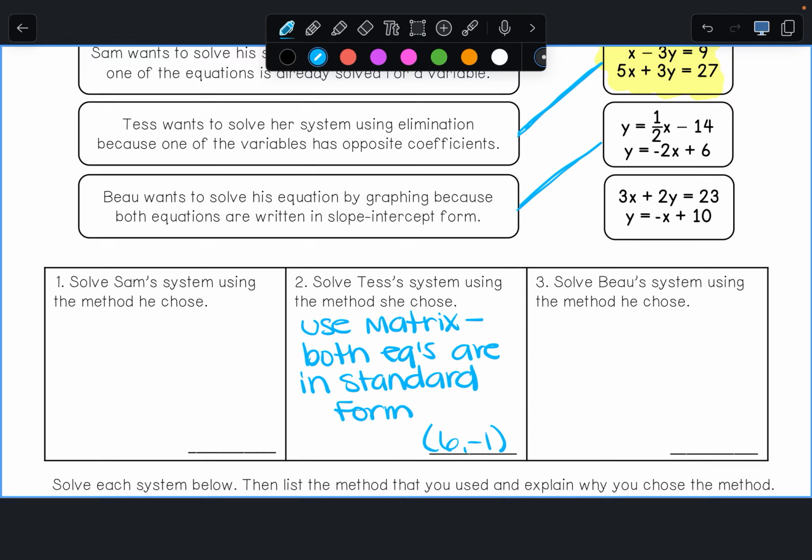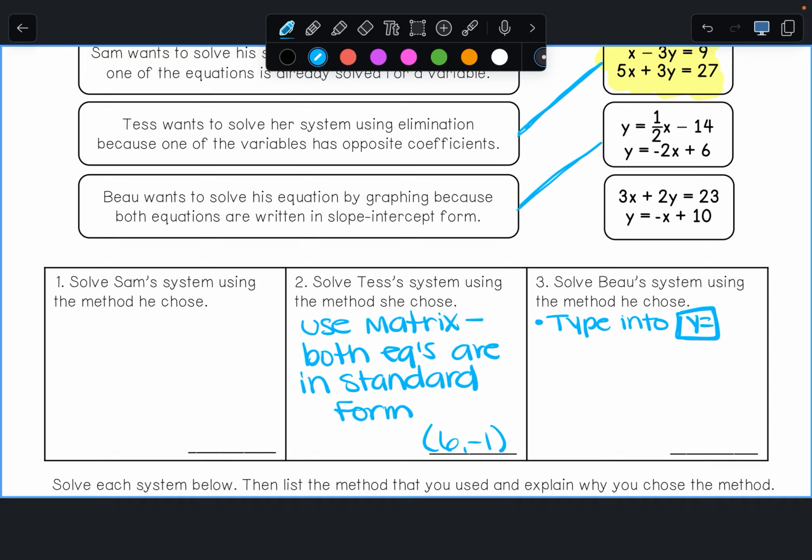Okay. Now look at Bo's. Both equations are solved for y. So there's a different calculator skill that we learned for equations that are solved for y. They're in slope-intercept form. What can we do? There's a couple different steps. Type them into y equals. Type into y equals. So let's do that first.